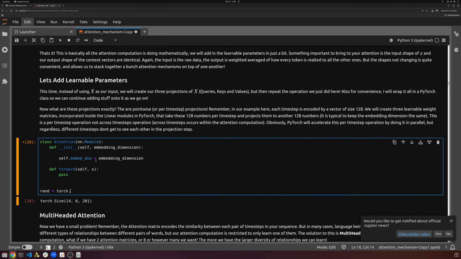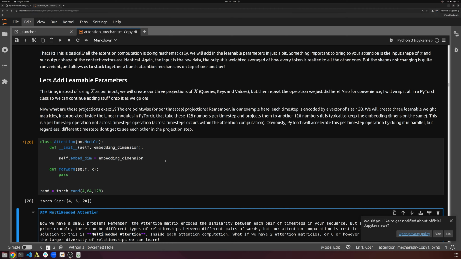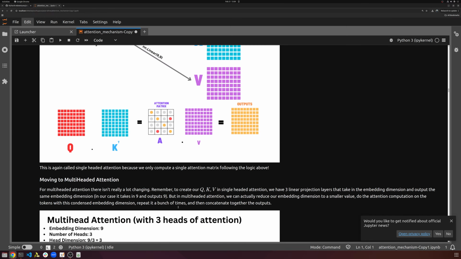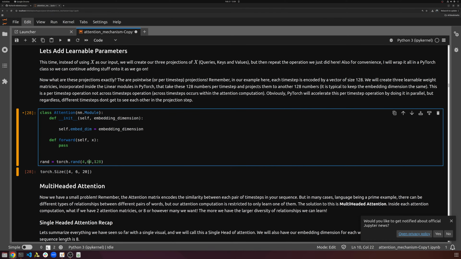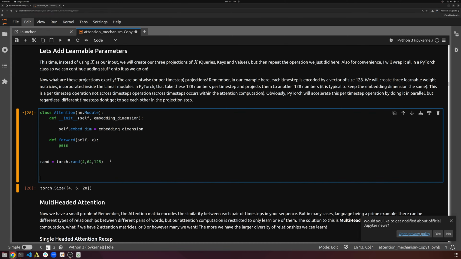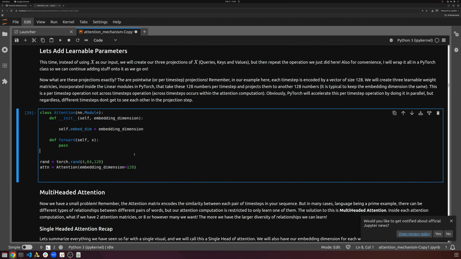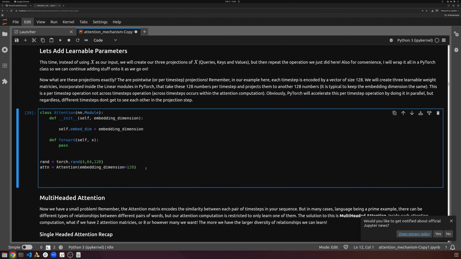So torch.rand, we'll do a batch size of 4 by 64 by 128, just like we had. So this would be an embedding dimension. Sorry, we'll talk about that in a bit. This is a batch of 4, 64 tokens, and then each token is represented by a vector of length 128. So that means our attention is the attention mechanism with an embedding dimension equals 128. And there we go. So let's go ahead and pass rand into our attention.